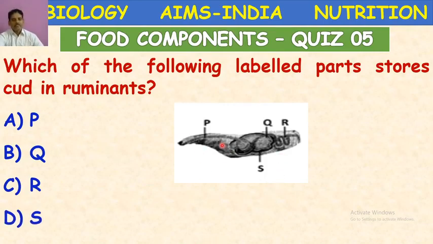Part P is oesophagus. The remaining parts. Which part in the ruminant stomach stores cud, partly digested food material? Very good. Q is the correct answer. This Q represents the rumen. Rumen is the part which stores the food. So B is the right answer for this question.